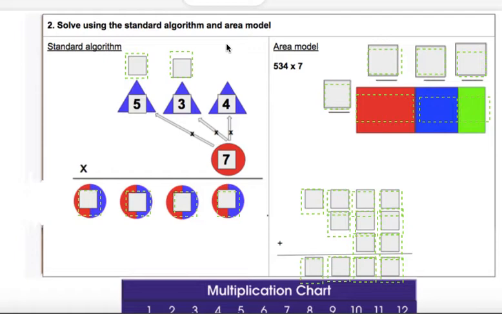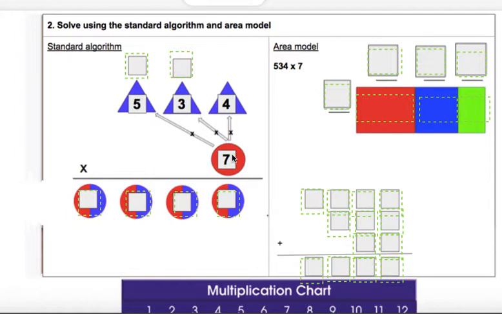So here we go. On slide 5, as you can see, we're going to be solving this problem 534 times 7 two ways. We're going to be using our standard algorithm, and we're going to be using our new concept, area model. Let's go ahead and review our standard algorithm first, and then we'll be able to focus our attention on our area model. So remember, our standard algorithm tells us that we're multiplying our red circle by each of our blue triangles at the top.